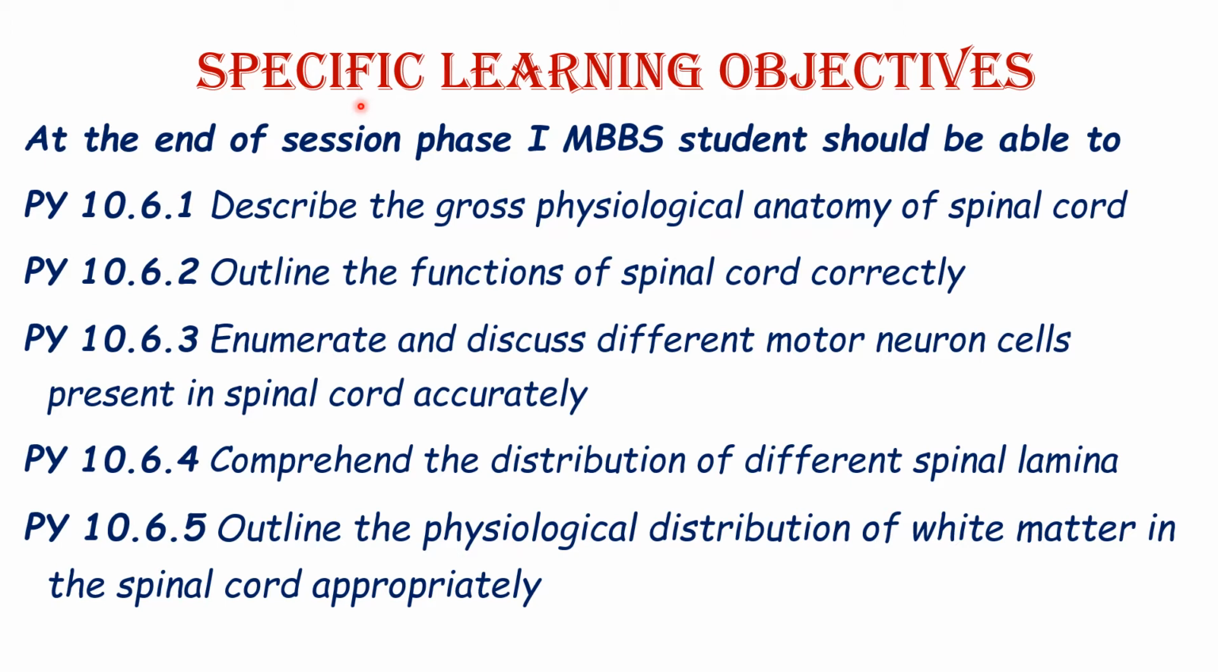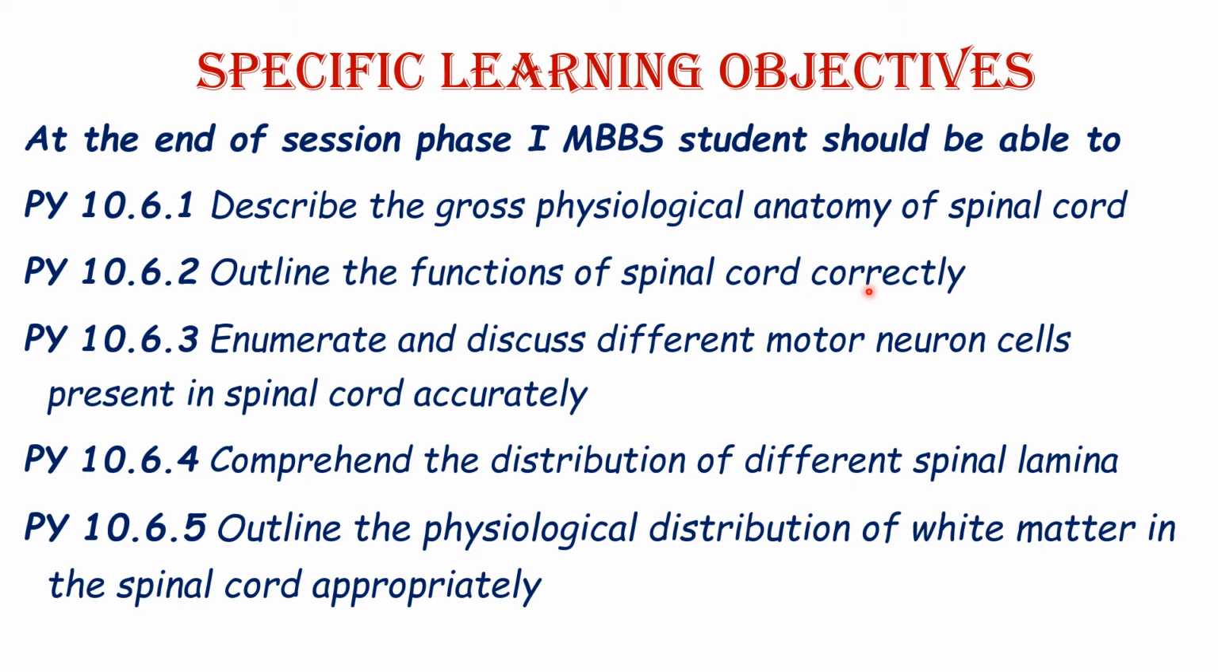We'll just go through again the specific learning objectives. We'll revise the specific learning objectives. So the first one is describe the gross physiological anatomy of spinal cord. We already discussed this in detail. Then second one is outline the functions of spinal cord correctly. That is, the student should be able to outline the functions of spinal cord correctly. What are its sensory functions? What are its motor functions?